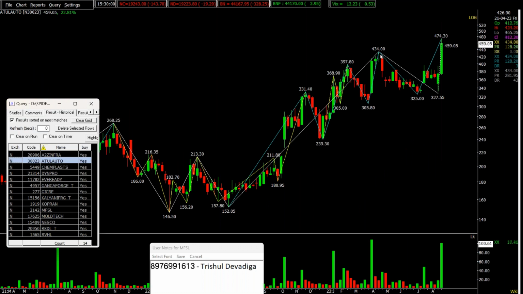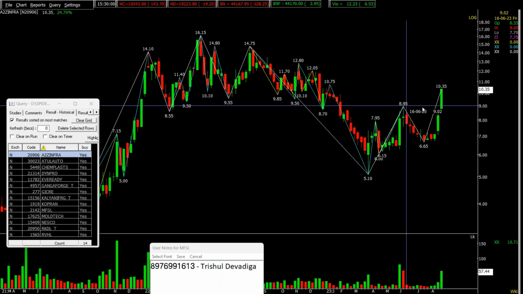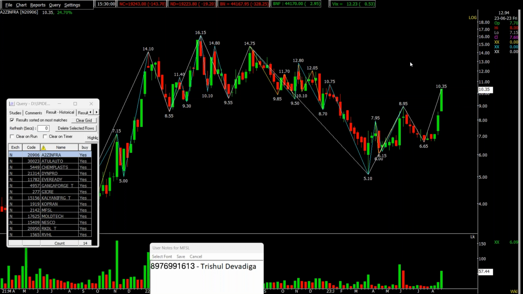Atul Auto, again a completely bullish stock, gave us a breakout of a strong stock. It's completely positive. A to Z Infra, again a penny stock. What you can see is a strong swing top was broken over here, and it is completely positive with a close equal to high and open equal to low. So we can expect good long-term profits from this as well.